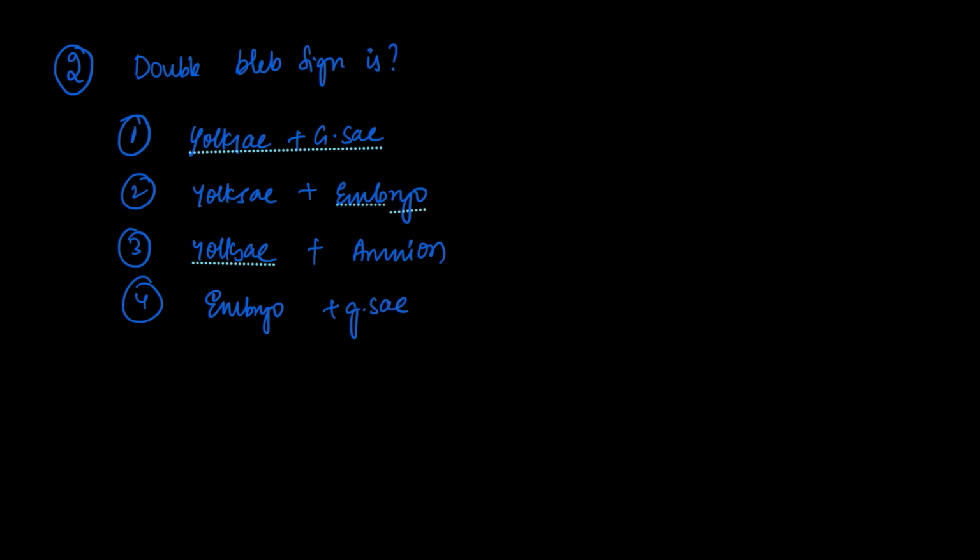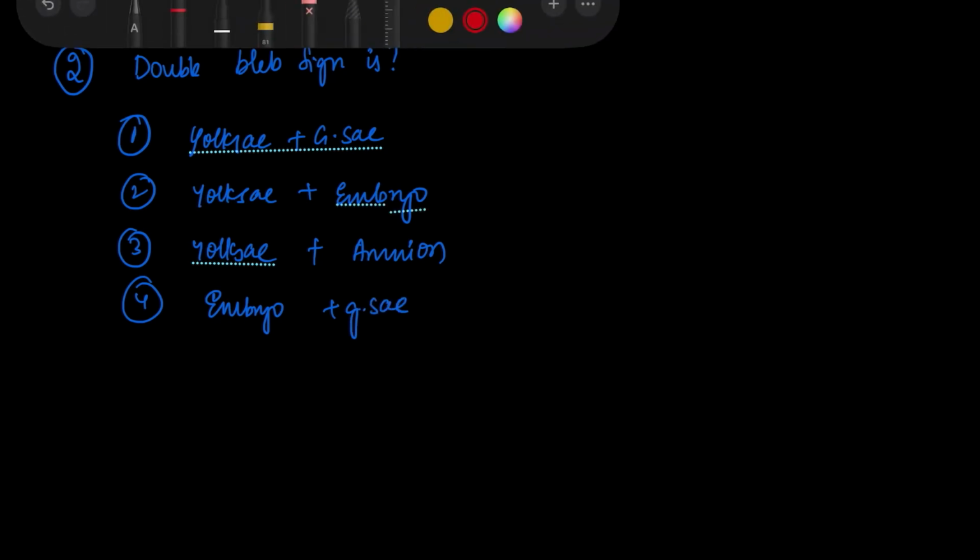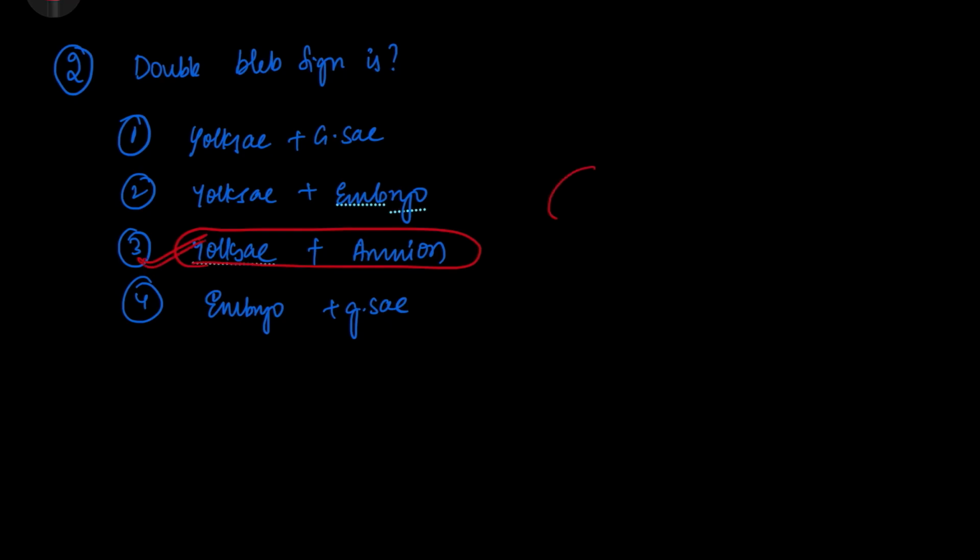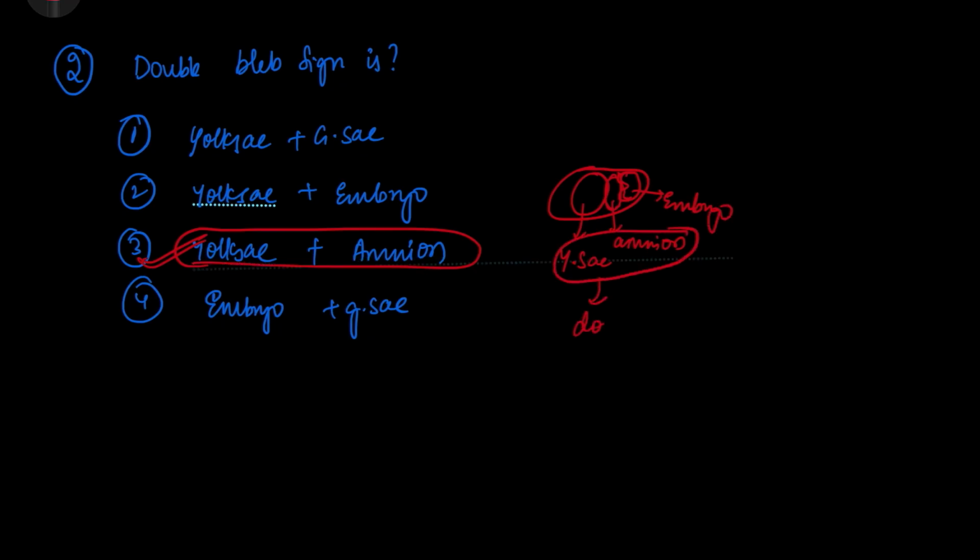So what is the double bleb sign? Pause the video and try to answer. It is nothing but the yolk sac plus the amnion layer together, combined as the double bleb sign. You can see the yolk sac and the amnion layer around the embryo and also the main gestational sac. So the yolk sac and amnion together is called the double bleb sign. Remember that.